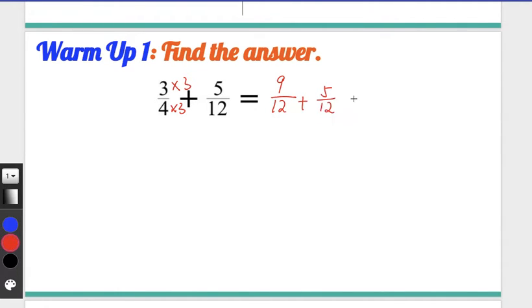Now I can add them, just like you are dealing with 9 out of 12 people being something. The context is the same. Now we can just add them together. I keep the denominator, and 9 plus 5 is 14. You can simplify this or not, but the key idea is that this is the way we get the same denominator.